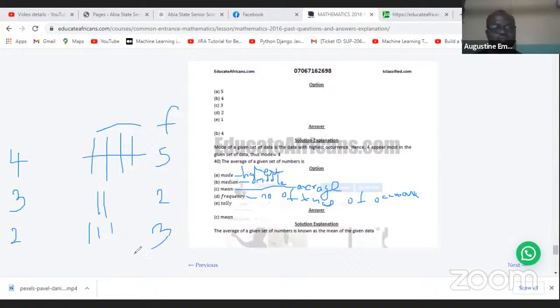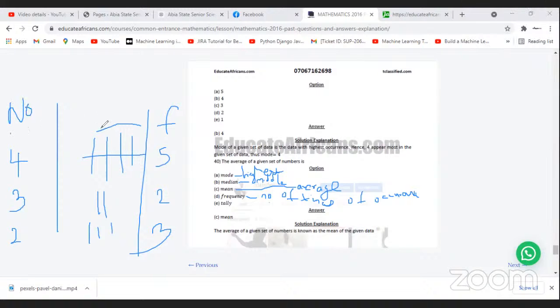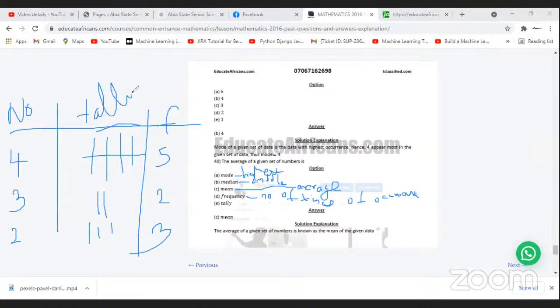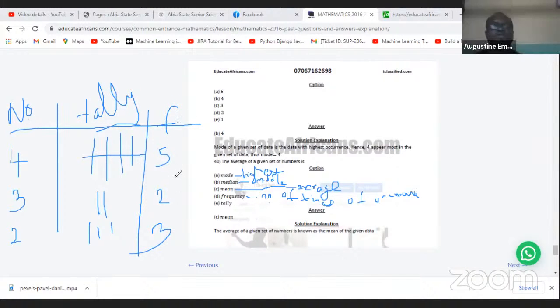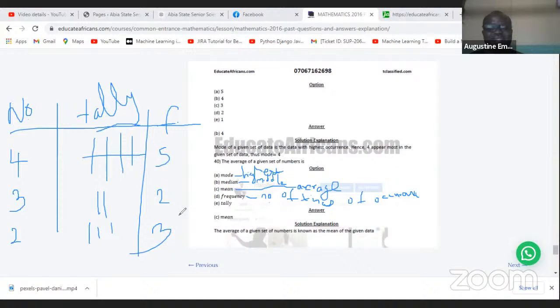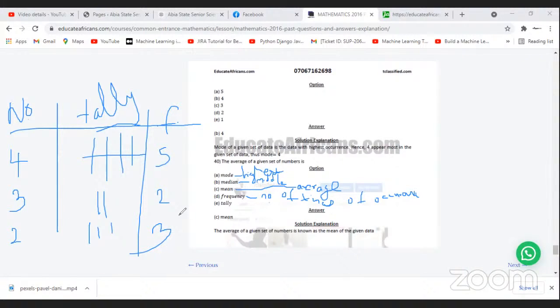So this is the actual form. These are the numbers. This is representing it in tally form, and this is representing it in frequency form. So this tally represents the frequency, but you're using lines to represent it. Yes, sir. Is it clear? Yes, sir.